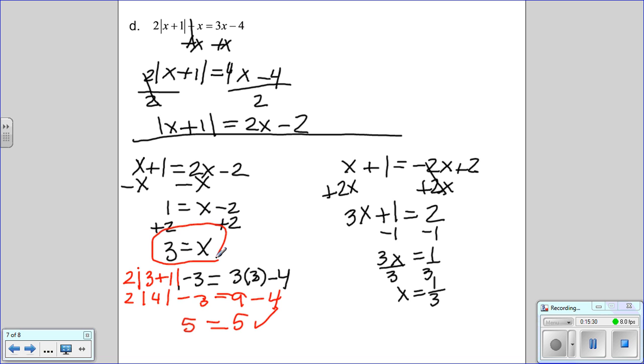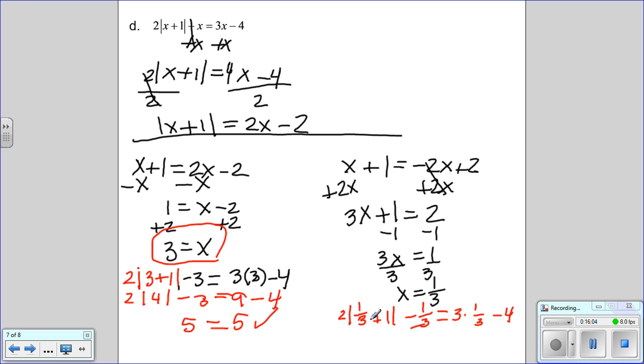Let's try x equals 1/3. Let's see if that one will give us a good solution. Back up into the original equation. Now I'm going to replace x with 1/3. So 2 times the absolute value of 1/3 plus 1 minus 1/3, does it equal 3 times 1/3 minus 4.